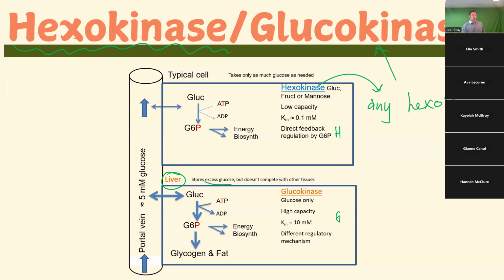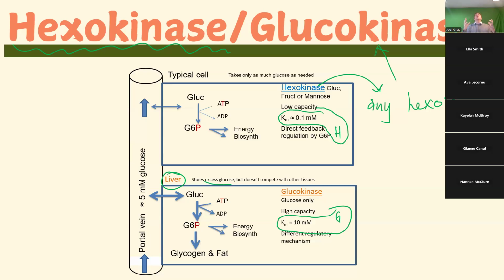Which one of these two enzymes has a greater affinity for glucose? Greater affinity comes with a lower Km. So hexokinase, with a Km of approximately 0.1 millimolar, compared to glucokinase, which is 10 millimolar. So basically what that means is that if you gave hexokinase and glucokinase a concentration of sugar, here's glucose with a concentration of 1 millimolar.